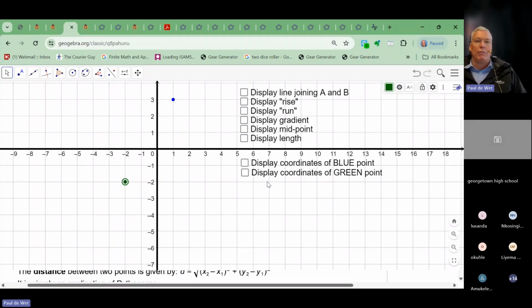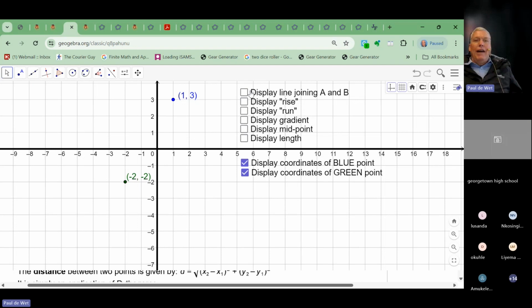Give me please the coordinates of the blue point. 1, 3. Well done. There it is. 1, 3. And the green point? Well done. Okay. Are we all comfortable with finding the coordinates of points?